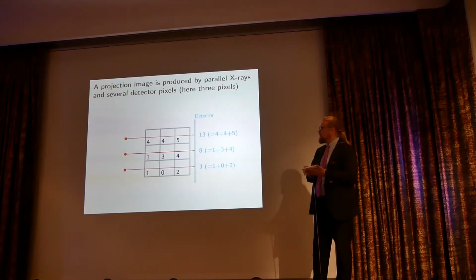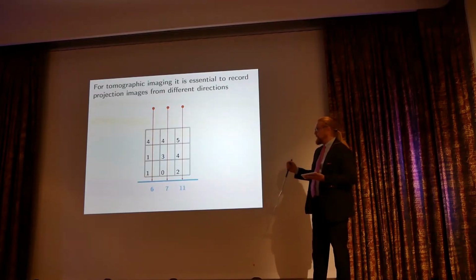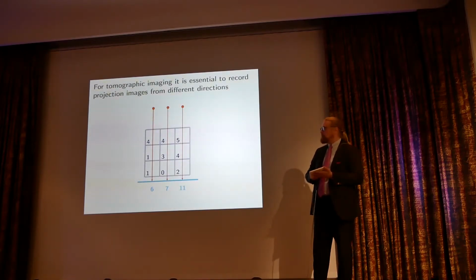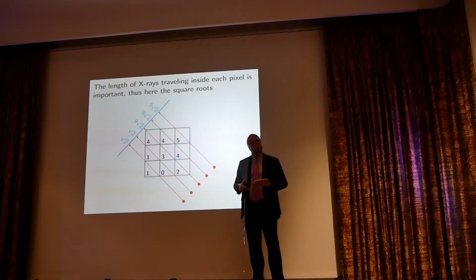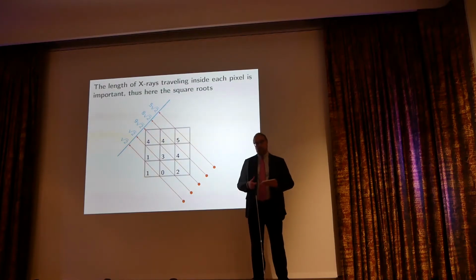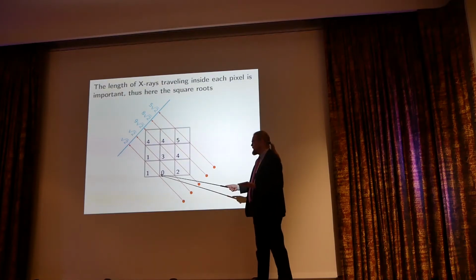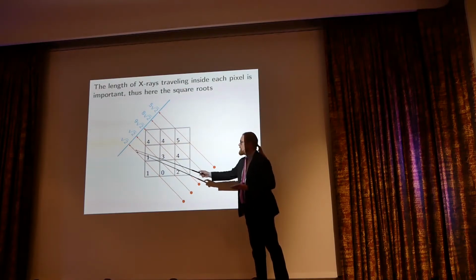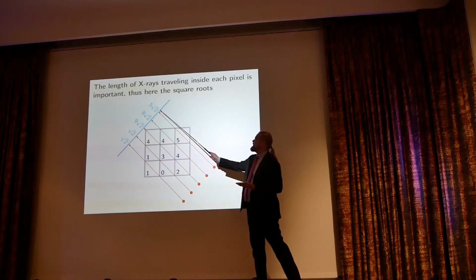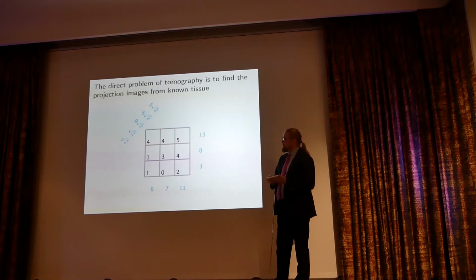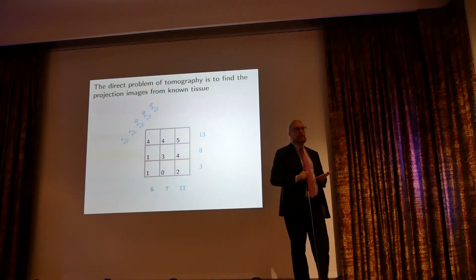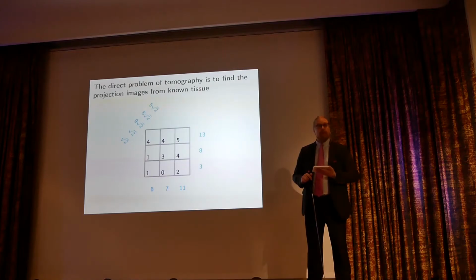Then we rotate our device. We get column sums of the same numbers, and if we rotate at an angle, we need to remember the teachings of the great Pythagoras from ancient Greece and remember that the length of this diagonal here is square root of 2. That's why square root of 2's appear here. So this is the so-called direct problem of tomography. If we know the numbers inside, it's a quite easy task to compute what measurements we would get.